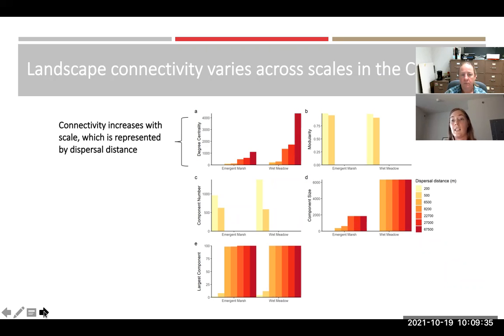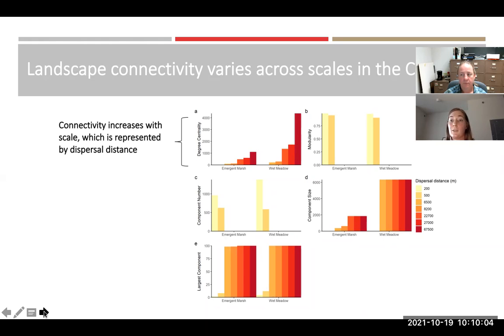So connectivity is increasing with scale and is relatively higher for those species with greater dispersal distances. That same pattern is visible in part B of this figure, which is showing our results for modularity. And modularity is basically the strength of division in the network. So are there lots of clusters of nodes that are interconnected, but not connected to other parts of the network? Or are those connections, I guess you could think of it as more evenly distributed throughout the network?